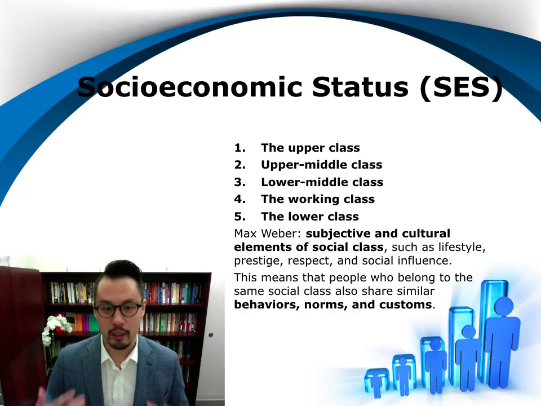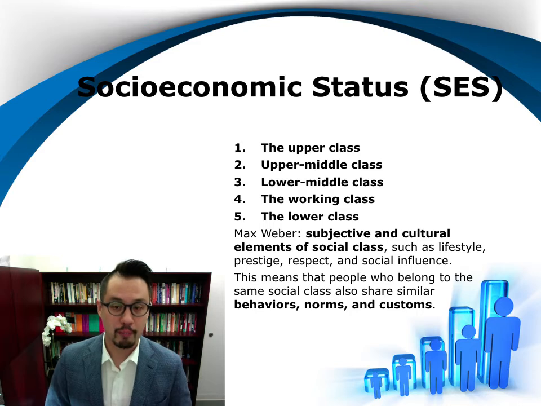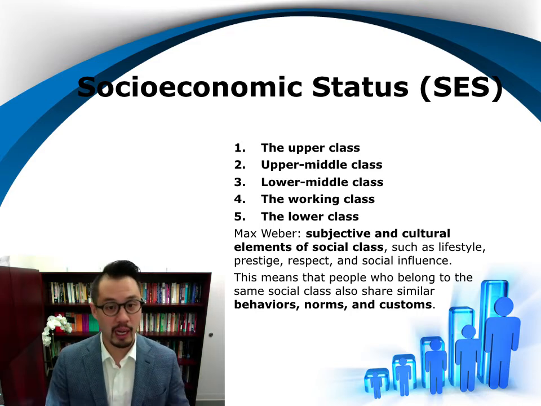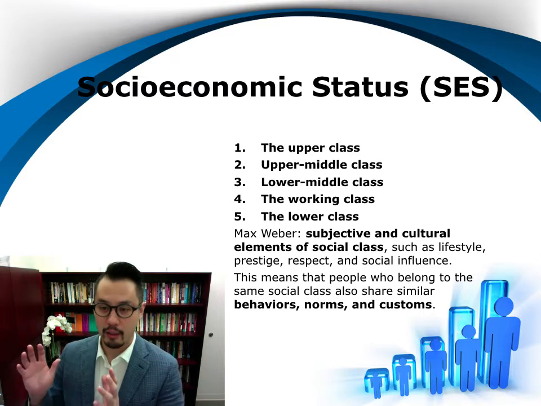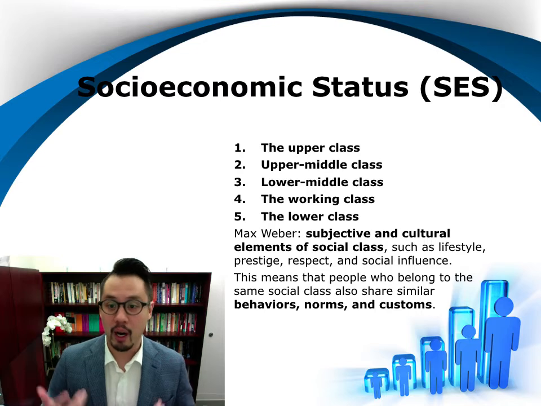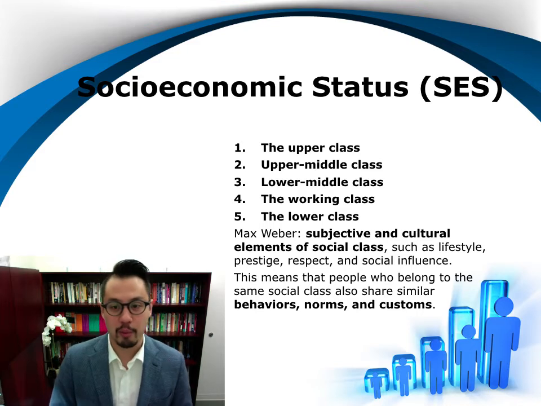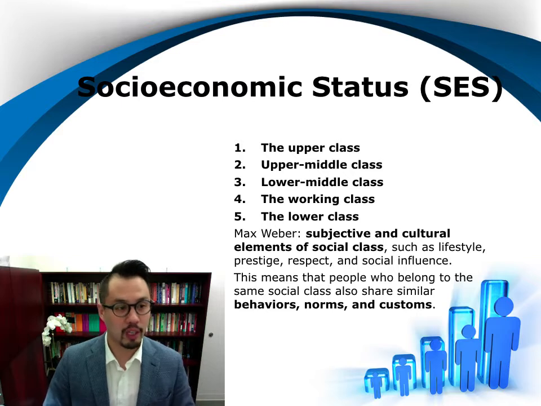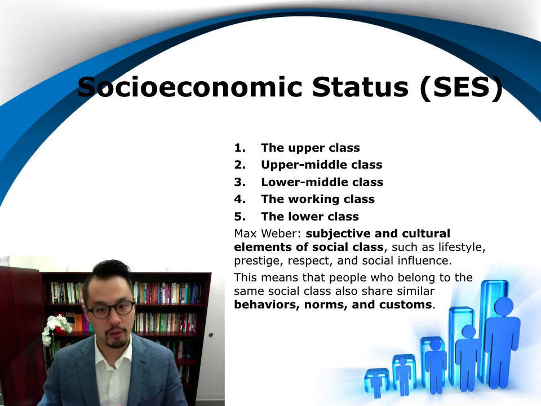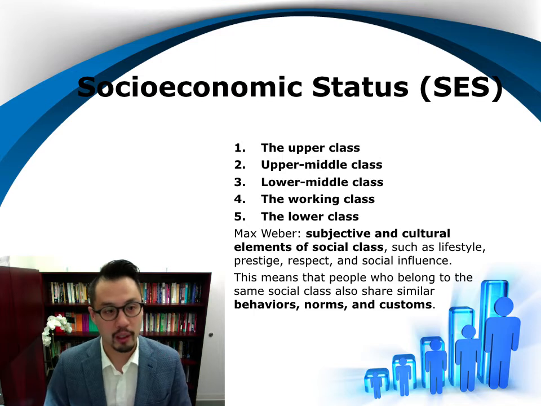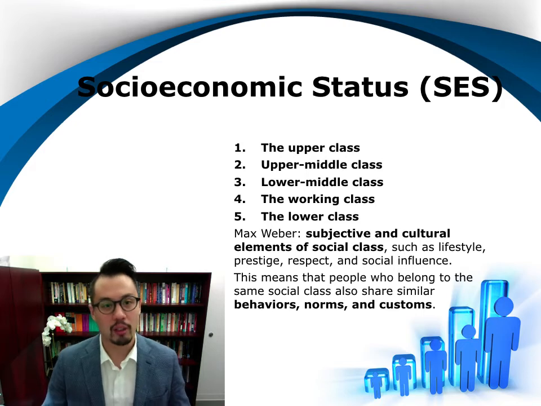In medical sociology and epidemiology, we have a fivefold division of classes: the upper class, the upper middle class, the lower middle class, the working class, and the lower class. Again, wealth and income are important factors of your class position, but they are not the only factors. As German sociologist Max Weber points out, there are also other relevant subjective and cultural elements, such as your social prestige, your position within the social hierarchy, how much respect you have, as well as lifestyle choices, things that you buy, things that you wear. This means that people who belong to the same social class often also share similar behaviors, norms, and customs.